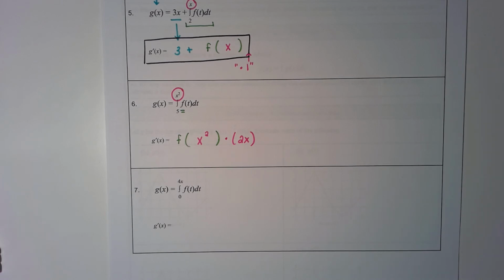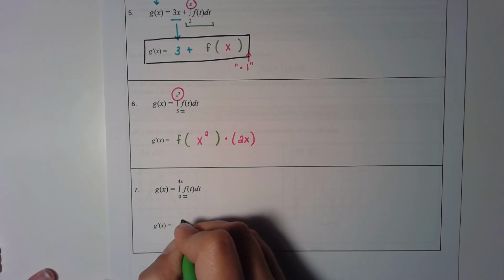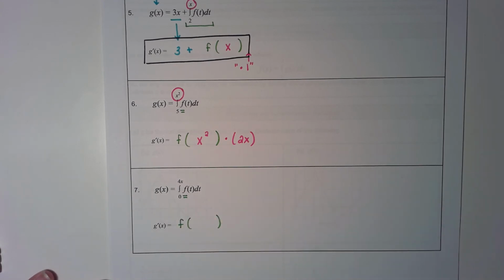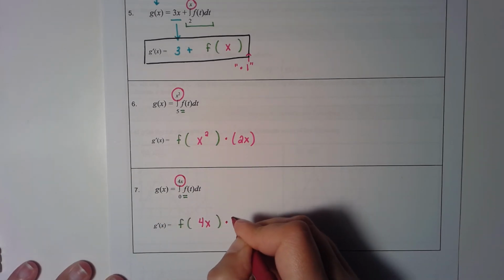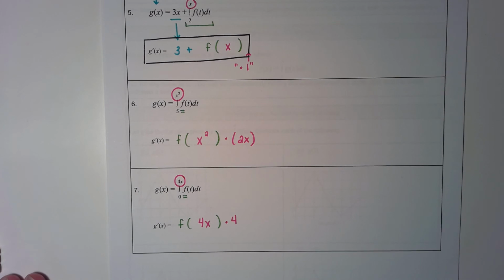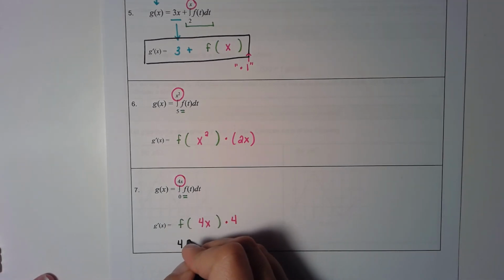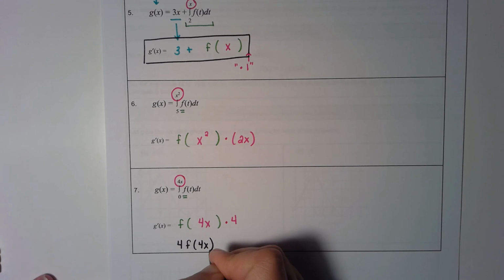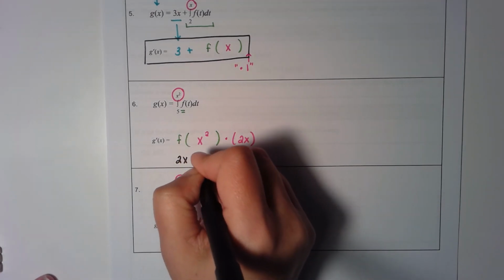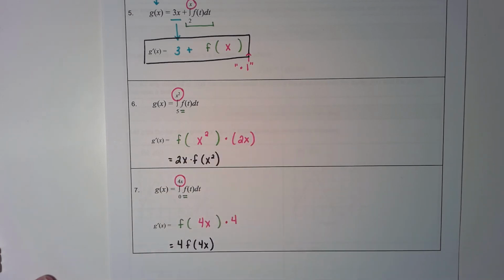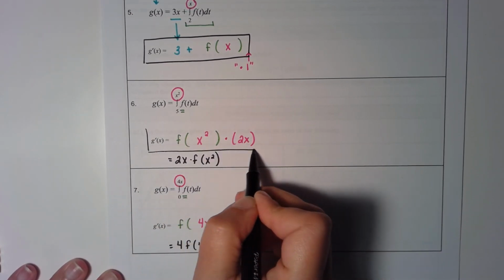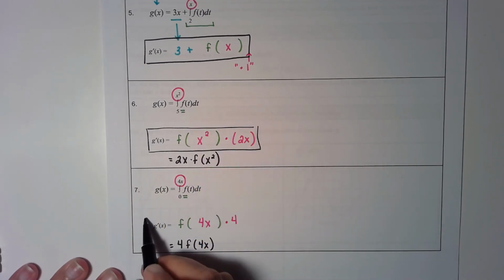Last but not least, for problem number 7, I'm going to take the derivative of an integral, and the fundamental theorem says that that just means you have the same function you started with, but you've got to plug in the bounds. So I'm going to drop in the 4x, and then the chain would be times 4. A lot of times you're going to see that written with the 4 at the beginning, 4 times f of 4x. A lot of times you'll see this one written with the 2x at the beginning, 2x times f of x squared. It doesn't really matter. You can write it either way, as long as you know how to find the derivative and you don't forget to use the chain rule.